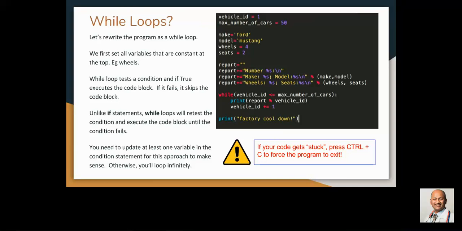While the vehicle ID is less than or equal to 50, we're going to execute this code. We take the vehicle number, which is just 1, and print the report, inputting the vehicle ID. Then we go to the next vehicle ID, and since 2 is less than or equal to 50, it's going to keep executing.